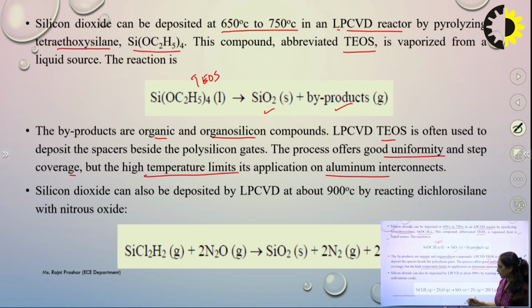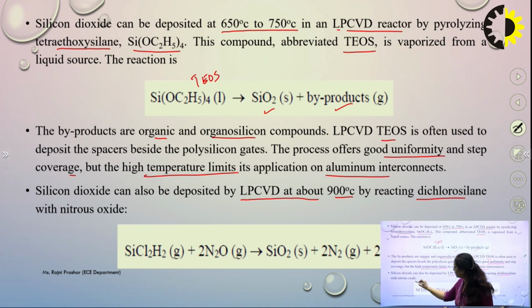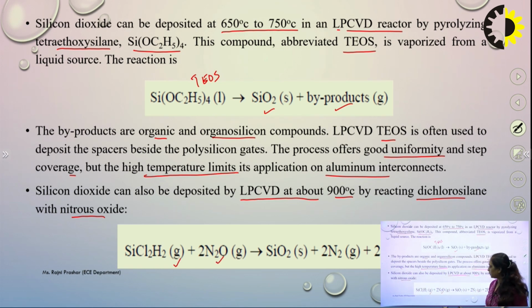The silicon dioxide can be deposited by LPCVD at about 900 degrees C by reacting dichlorosilane with nitrous oxide. So when this is reacted with nitrous oxide, we are going to have silicon dioxide, nitrogen gas, and HCl gas as a reaction product, right? This HCl gas is a very toxic gas.